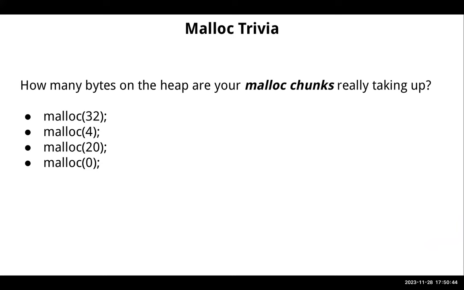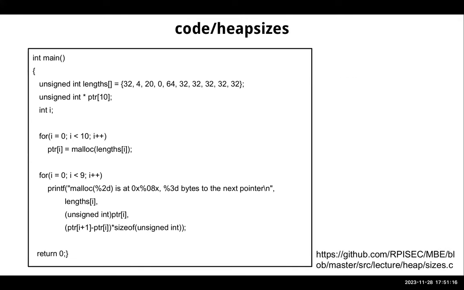Okay, so let's say we have four malloc function calls here: malloc 32, malloc 4, malloc 20, and malloc 0. How many bytes on the heap is the allocator going to allocate for us? We can test that using this simple program. We're going to call malloc 10 times. Each time we specify the size the developer wants: 32 bytes, 4 bytes, 20 bytes, 0 bytes. That's legal; it's legal to ask malloc for 0 bytes. Then 64 bytes, 32, 32, 32.